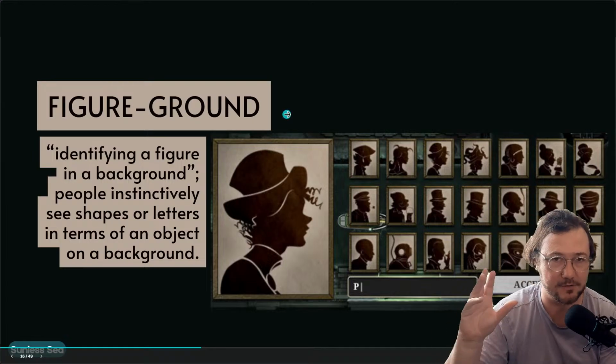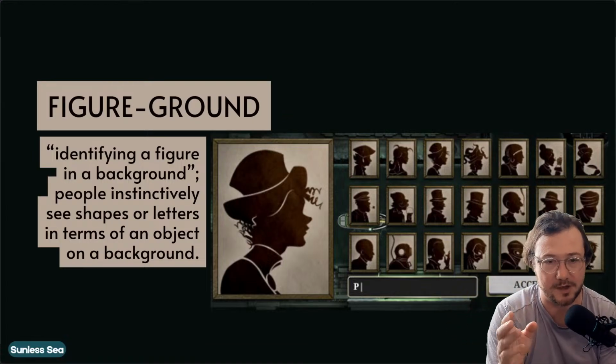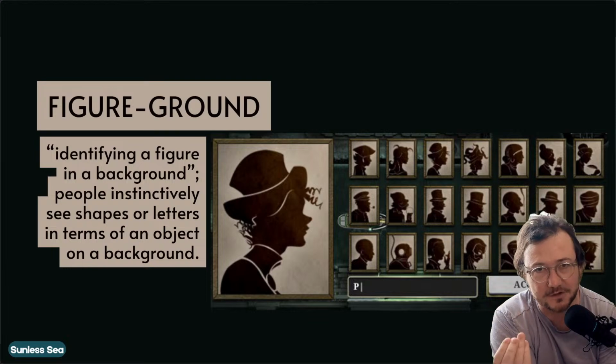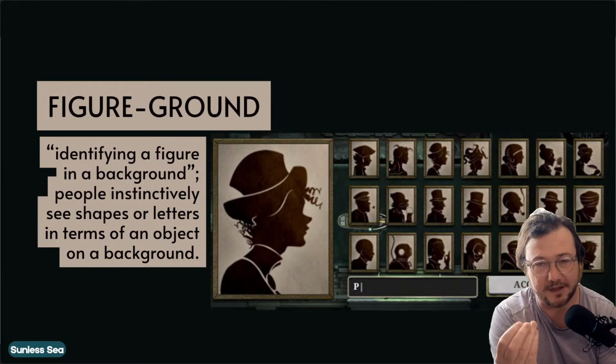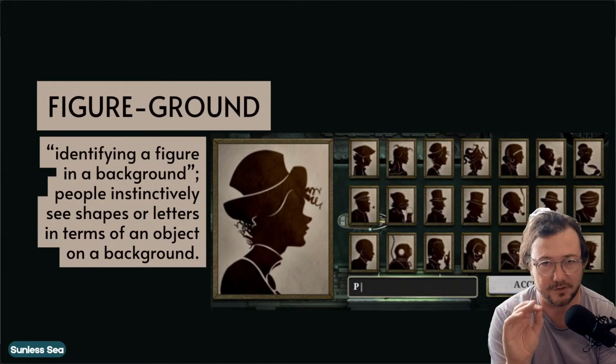So yeah, the figure ground is when we look at a representation of an object, we can tell what is the object and what is not the object.